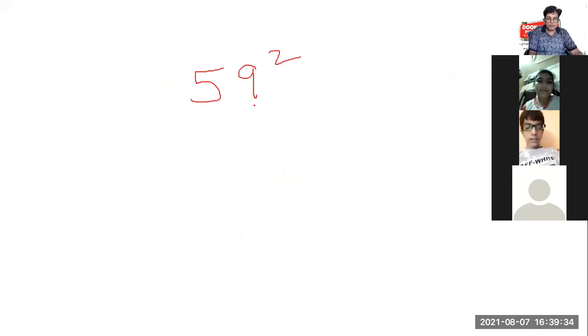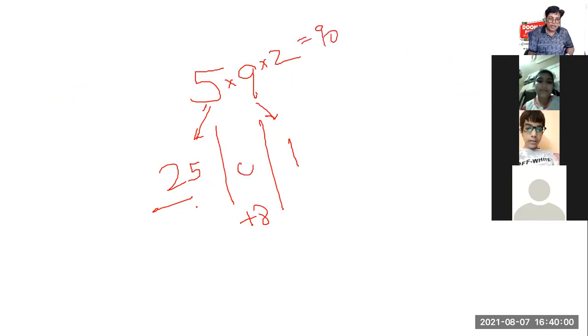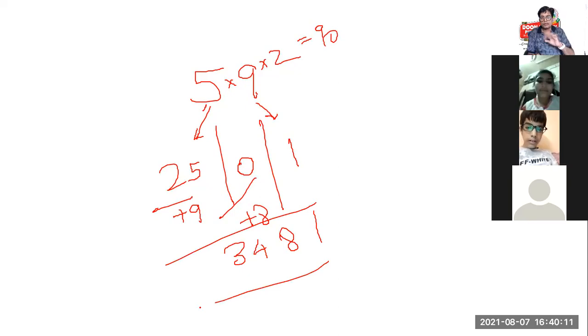59 square. This has 3 parts. 9 square is 81. 8 will be here. 5 square is 25. It will be here. Now, in the middle, 5 into 9 into 2. That is 90. I will take 0 here, 9 there, 90. So the answer will be 1, 8, 3, 4, 8, 1. Whatever that will be taken later on.